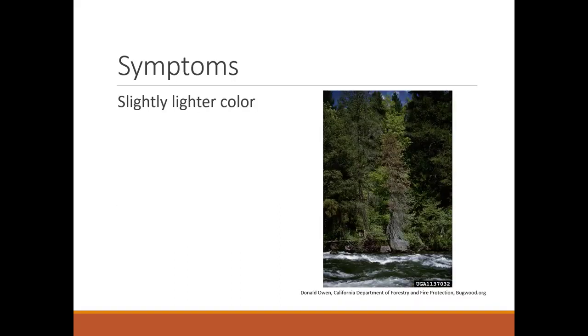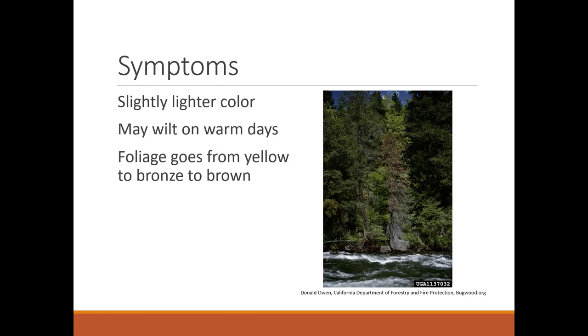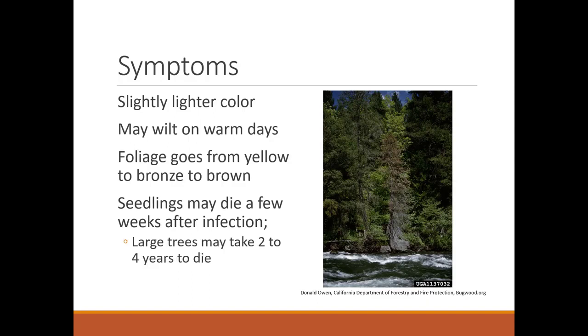So the foliage might have a slightly lighter color. It may wilt on warm days. It may go from yellow to bronze to brown. Seedlings may die within a few weeks of infection, and large trees can take 2 to 4 years to die.